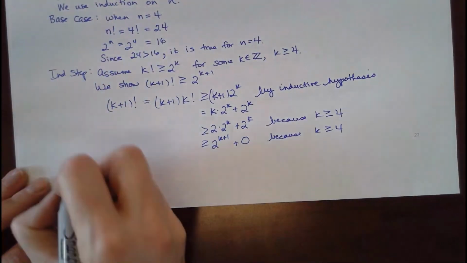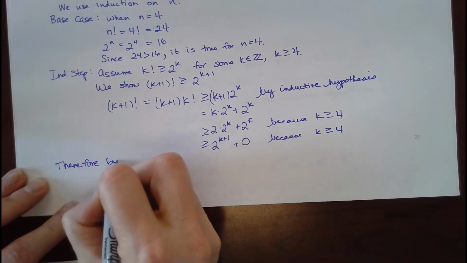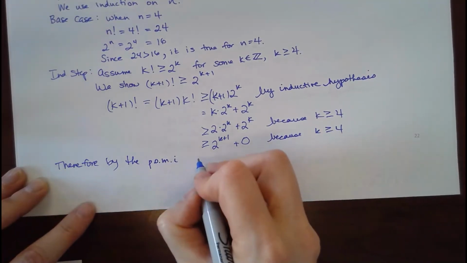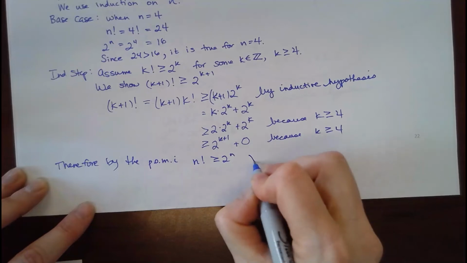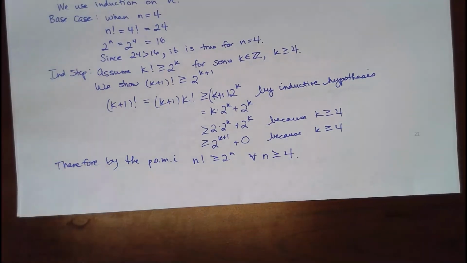But you put those two things together, and we can say, therefore, by the principle of mathematical induction, n factorial will be greater than 2 to the n for all values of n greater than or equal to 4. Now this says nothing about when n is 3 or 2. It's only from the base case on.